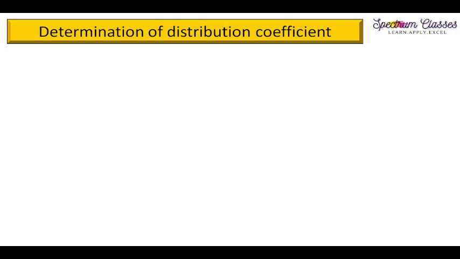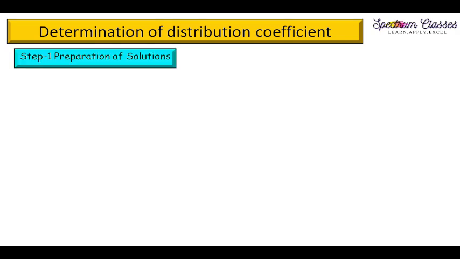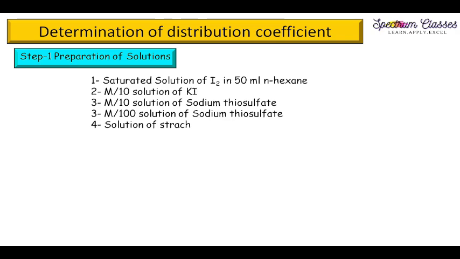Now the steps involved in this lab activity. First of all, preparation of solutions. We require these solutions for this experiment. One is a saturated solution of iodine in 50 ml of n-hexane. I have prepared it in 50 ml; you can prepare it in 100 ml also. Then M/10 solution of potassium iodide, M/10 solution of sodium thiosulfate, M/100 solution of sodium thiosulfate, and starch solution which is freshly prepared.